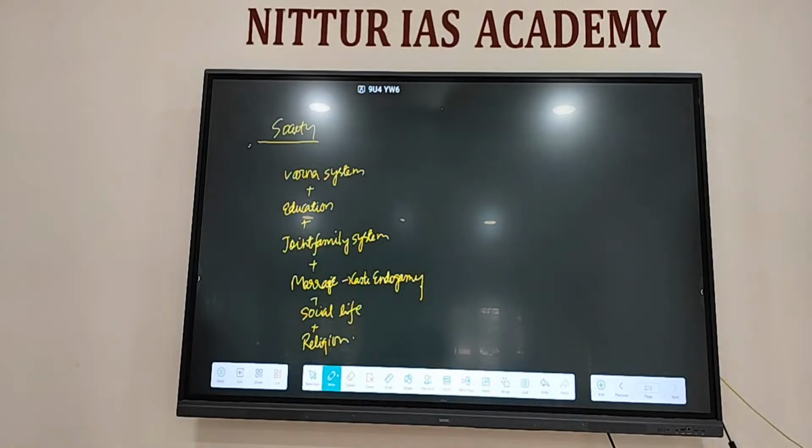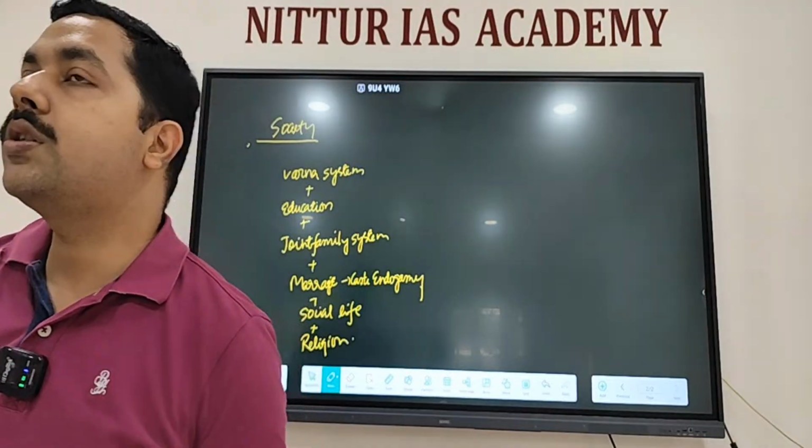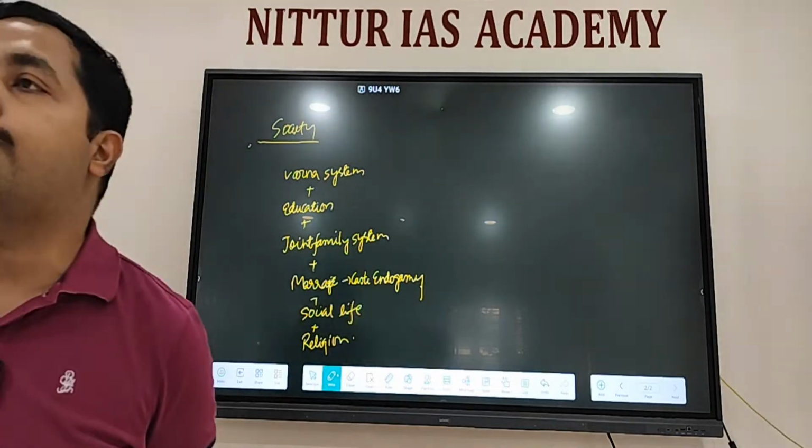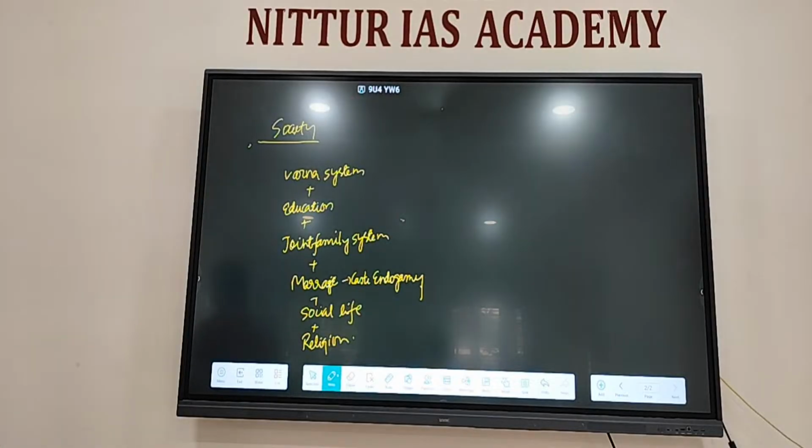Second point, the joint family system. The joint family became the dominant institution, and patriarchal norms prevailed.